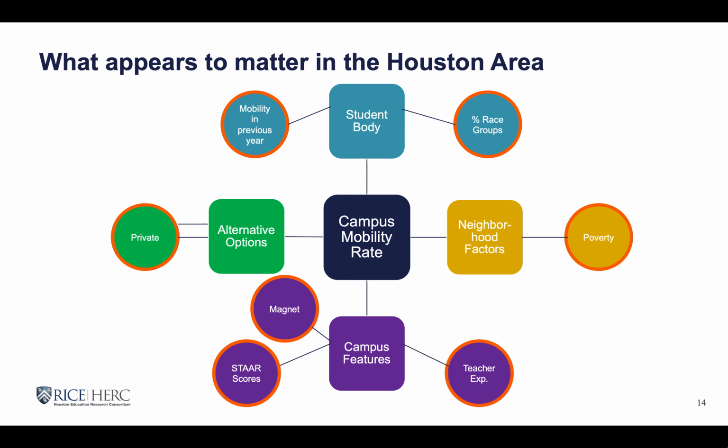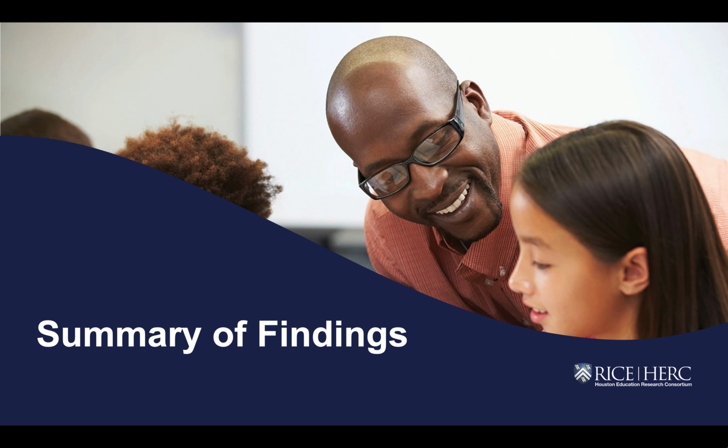These are the factors that matter for the Houston area. We see that characteristics across all four buckets are significant predictors of school year mobility, though their effect varies in magnitude. Let's recap our findings.